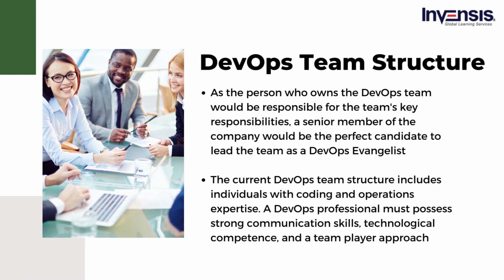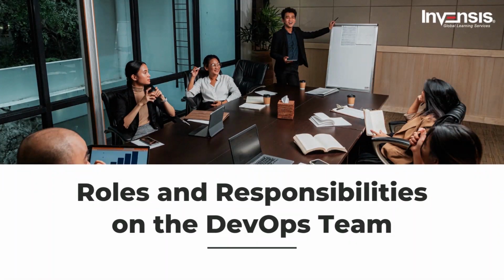With infrastructure as code gaining popularity, the distinction between development and operations is rapidly disappearing. The current DevOps team structure includes individuals with coding and operations expertise. A DevOps professional must possess strong communication skills, technological competence, and a team player approach. Moreover, dedication and buy-in from each member are also essential. Now, let's talk about the roles and responsibilities of the DevOps team.